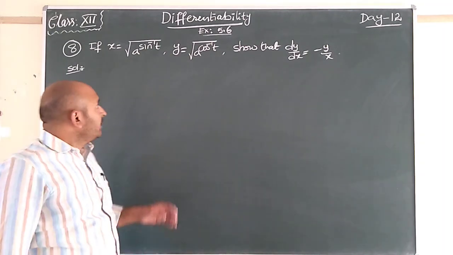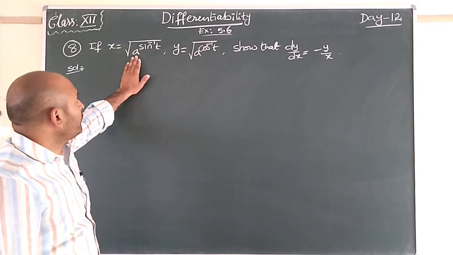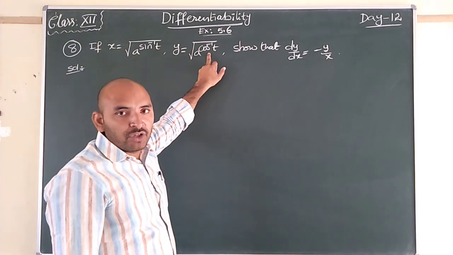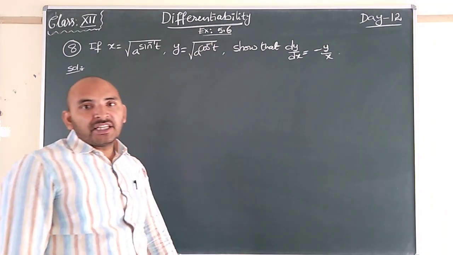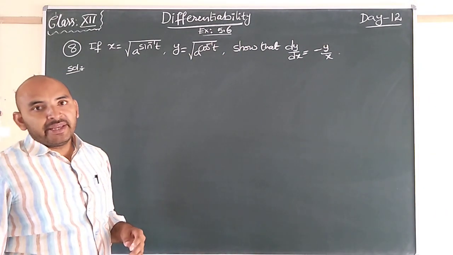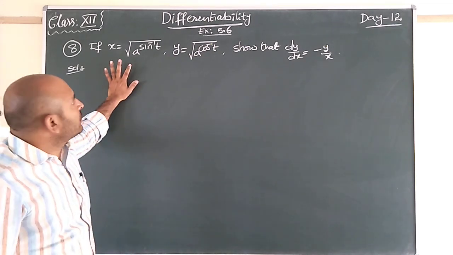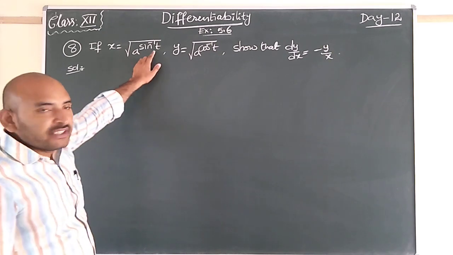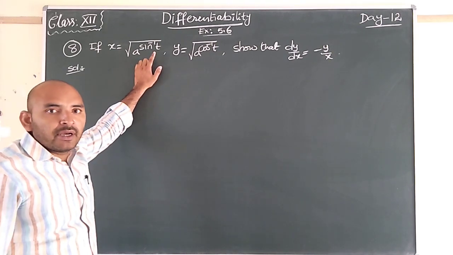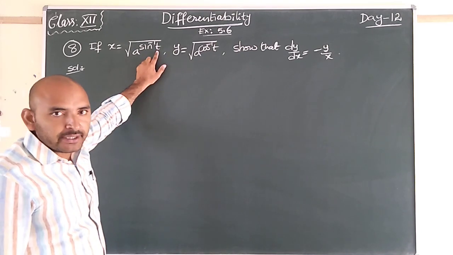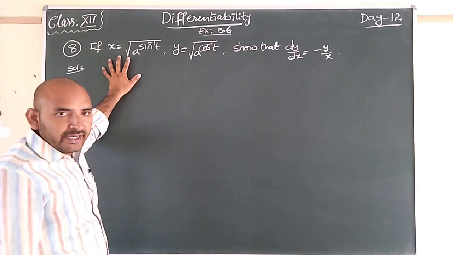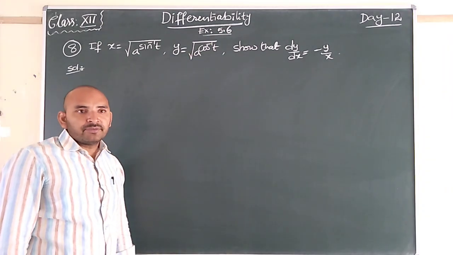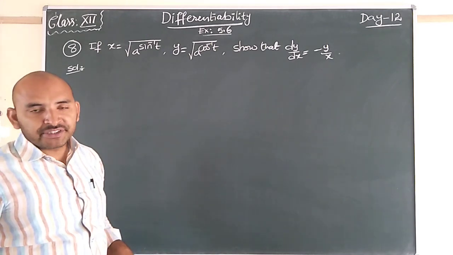Next, problem number 8. If x is equal to root of a power sin inverse t, and y is equal to root of a power cos inverse t, then show that dy by dx is equal to minus y by x. In this question, we can follow three procedures. First, what is your third variable other than x and y? That is t. First find dx by dt, and next dy by dt, then find dy by dx. That is the regular procedure.